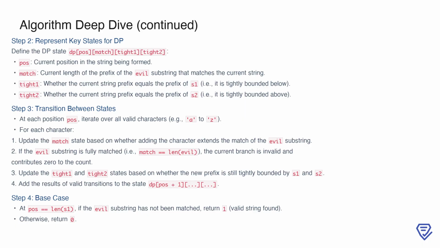For each character, we update the match state based on whether the new character extends the match of the evil substring. If the match reaches the full length of evil, this branch is invalid and contributes nothing to the count. We also update the tight1 and tight2 flags to reflect whether the new prefix remains within the bounds of S1 and S2. These transitions allow us to build valid strings incrementally while ensuring the constraints are met. Finally, when we reach the base case where the string length equals S1 or S2, we check whether the evil substring has been matched. If not, this represents a valid string, and we return one for it.